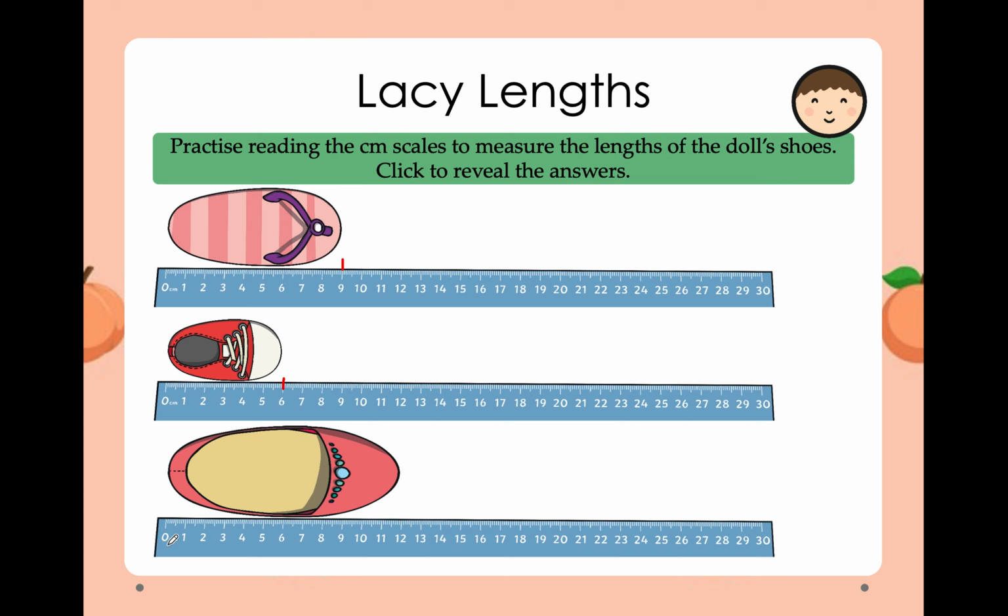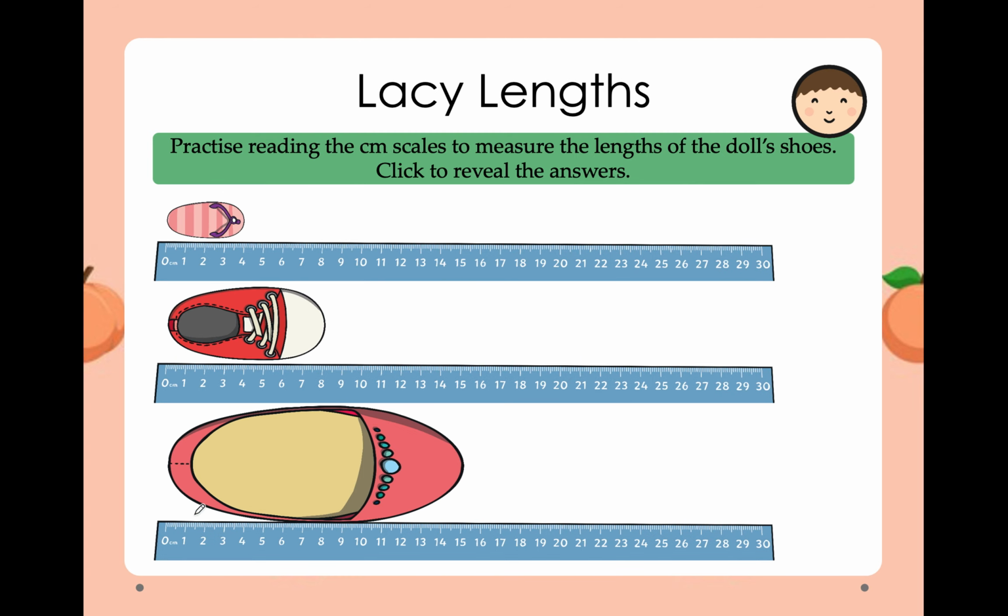Now let's look at the last shoe. Here we're starting it at the 0 and we go right till the last point of the shoe. What number do you think it ends at? We can see that it ends at the number 12. So our third shoe is 12 centimeters long.